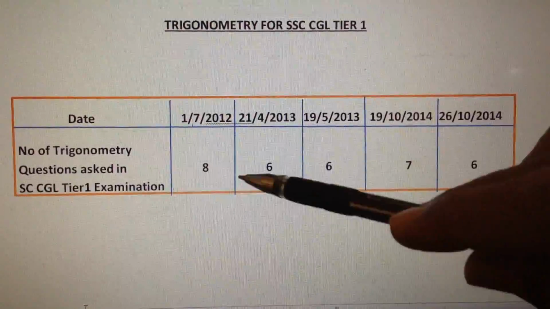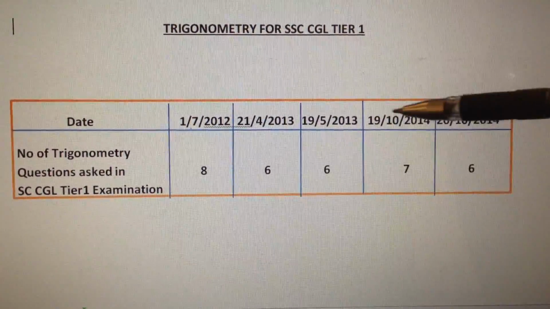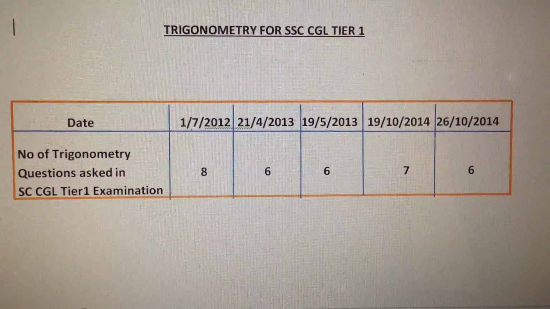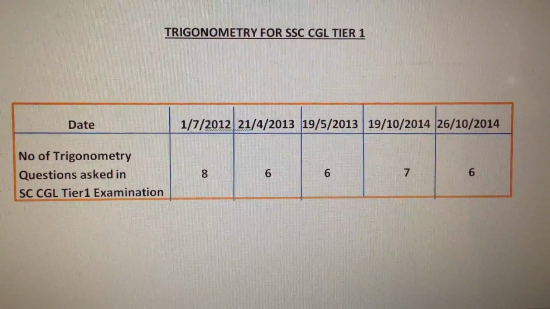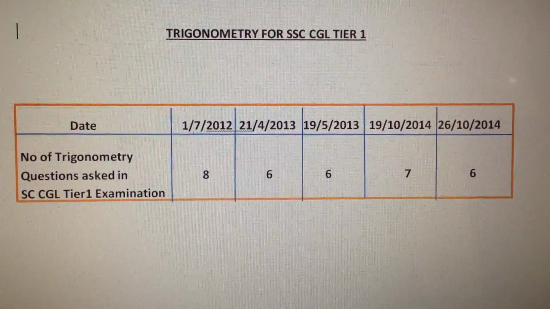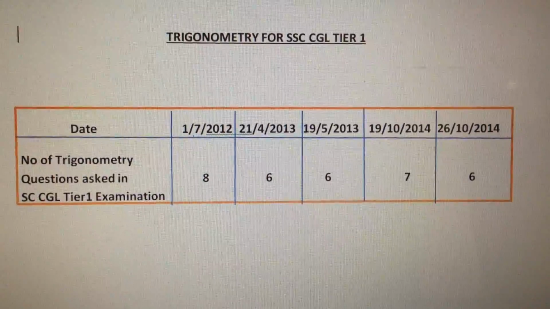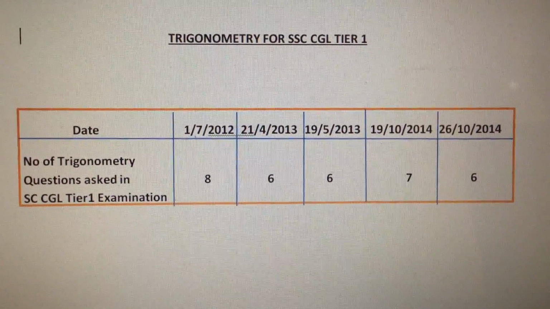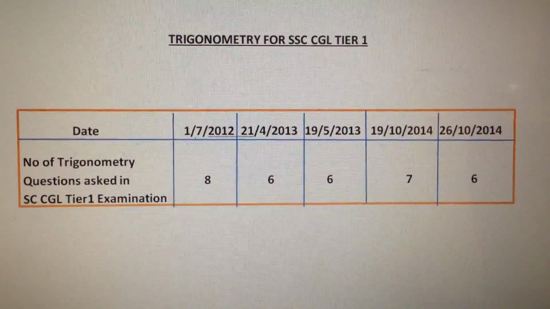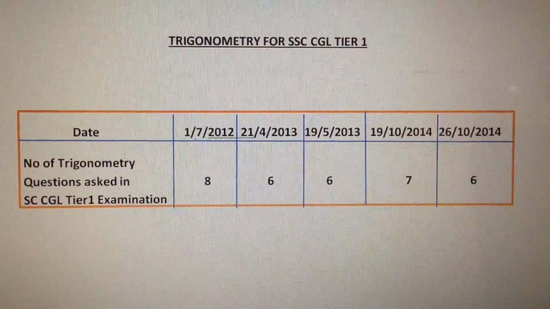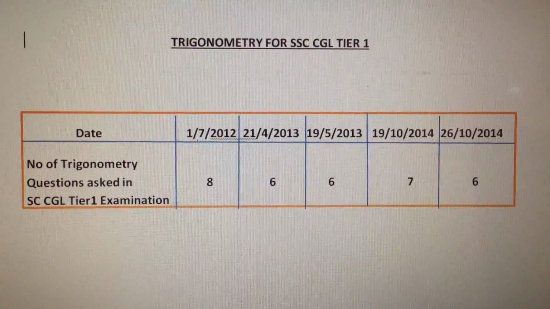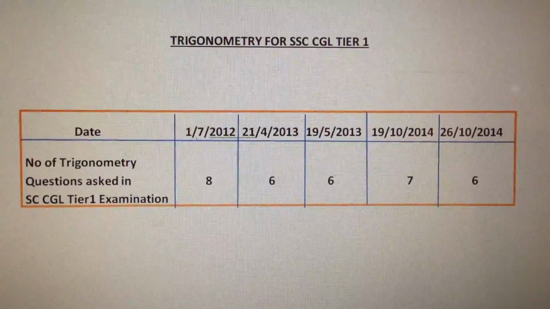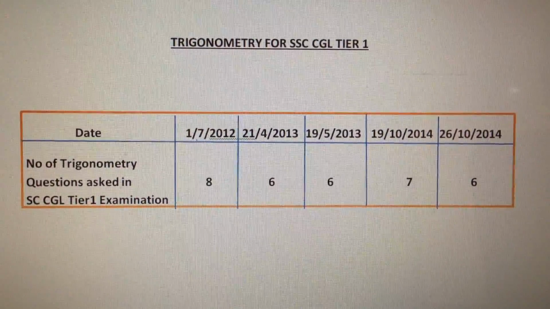These are the number of questions asked from trigonometry in the previous papers. This shows that more than 10% of questions are from trigonometry, and these questions are also based on basic ratios and formulae. You all must be knowing these basic things. Now all you need to do is to recollect them and apply them in solving the problems.